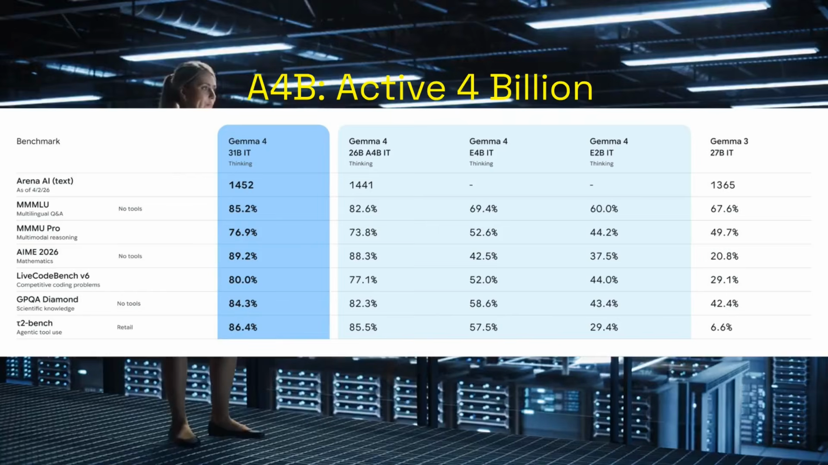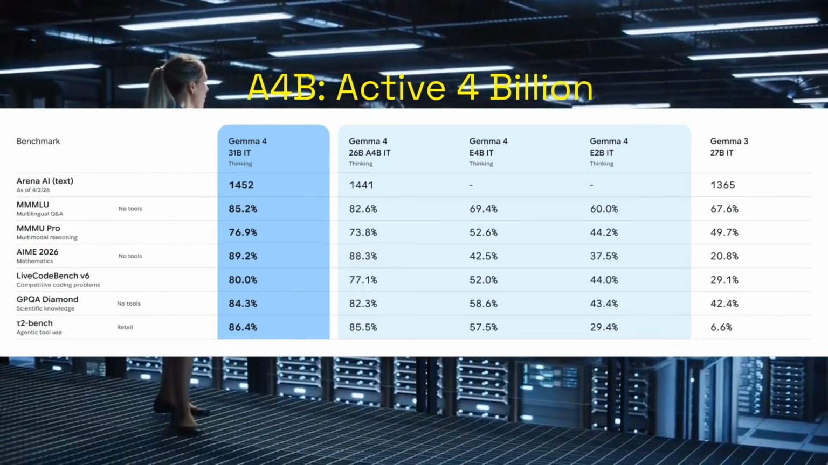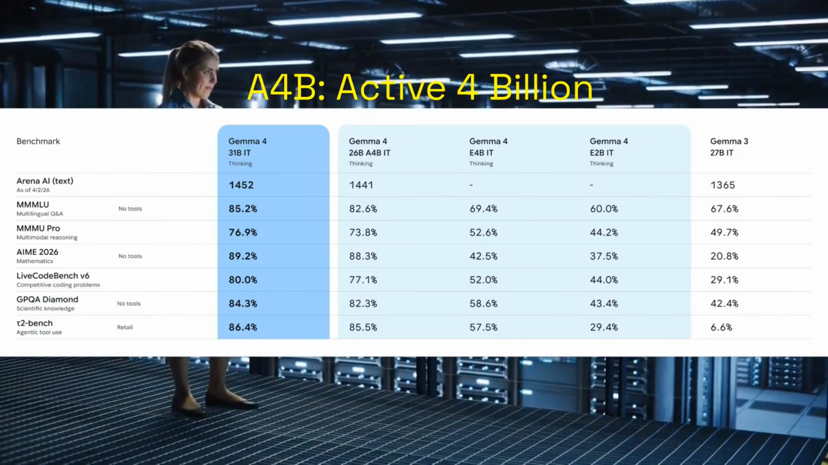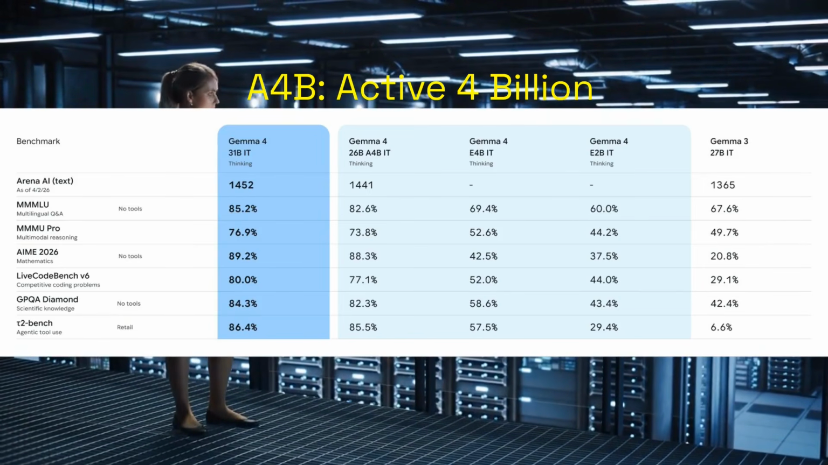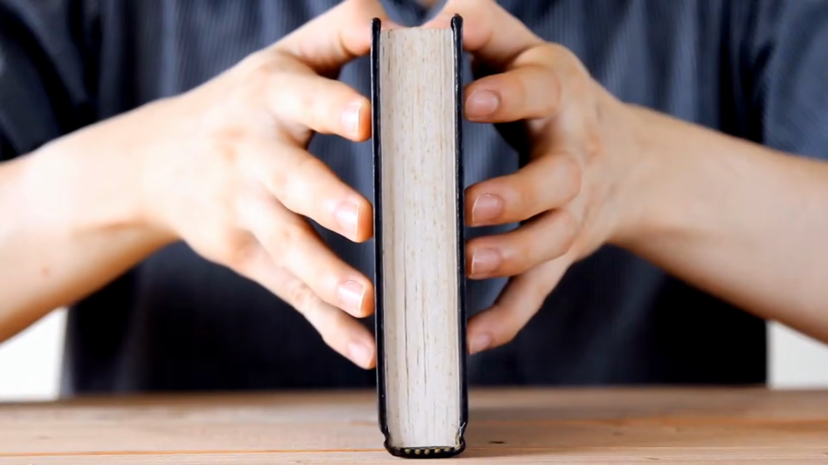26BA4B, the efficiency king. A4B stands for Active 4 Billion. Architecture: this is a mixture of experts, MoE model. While the model contains a total of 26 billion parameters, it only fires or activates roughly 3.8 to 4 billion parameters during any single forward pass.